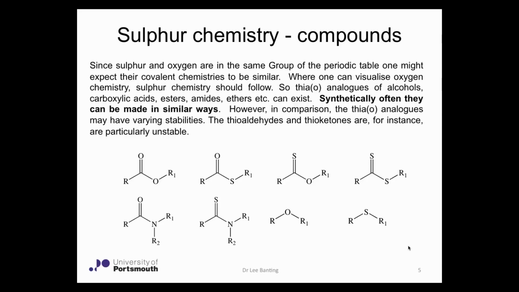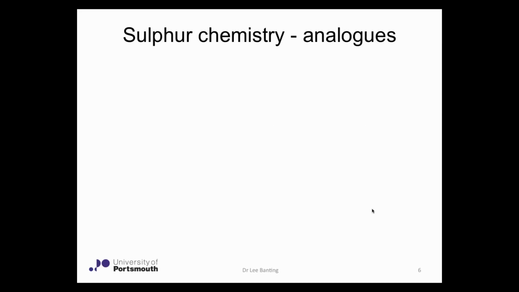And then ethers. Quite often first year students can get ethers and esters mixed up because of their similar nomenclature, but this is an ether, and this would be a thioether, the sulfur analogue. So we're going to have a quick look at nomenclature.